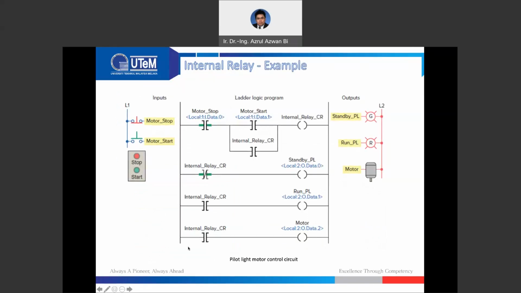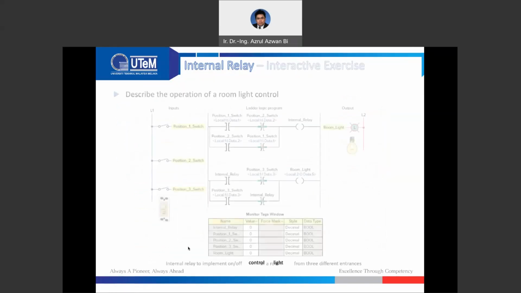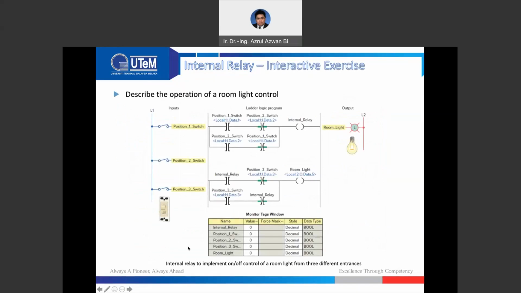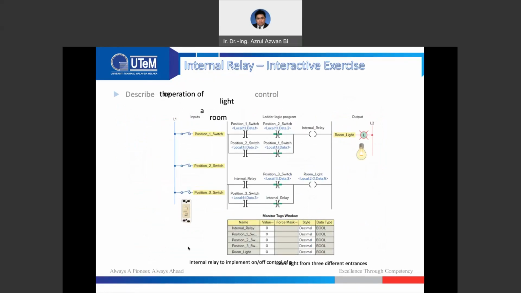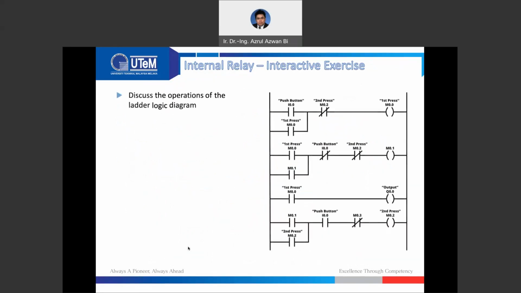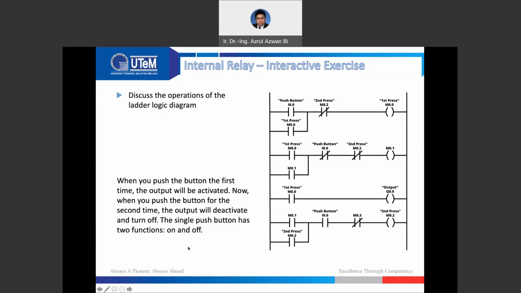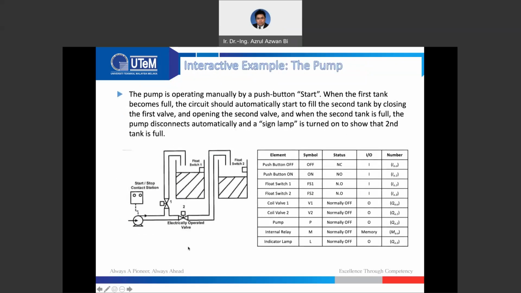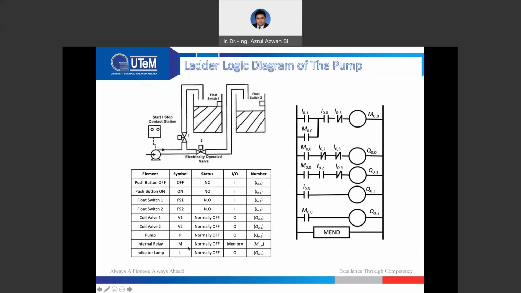I believe you can go through it by yourself. This is an example of the internal relay, and I also give some explanation of it; the explanation is stated here. This is an interactive exercise. Maybe you can try and take a look at whether you get the output as I mentioned here. And then this is another interactive exercise. You can try by yourself and check the answer with the one that is shown in this figure.